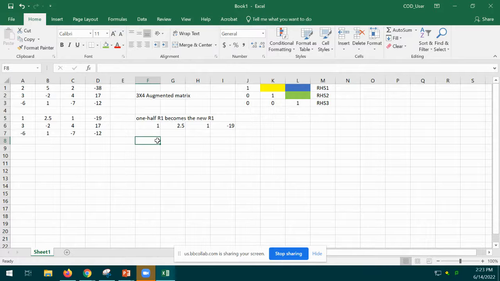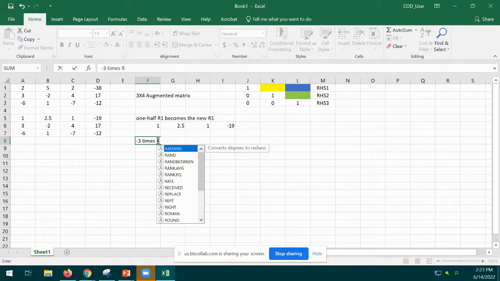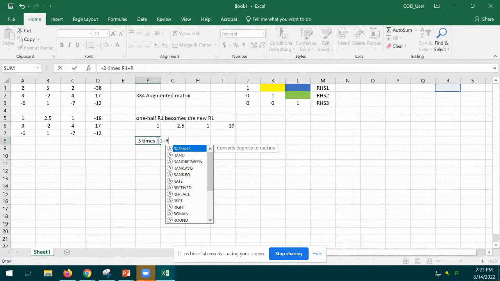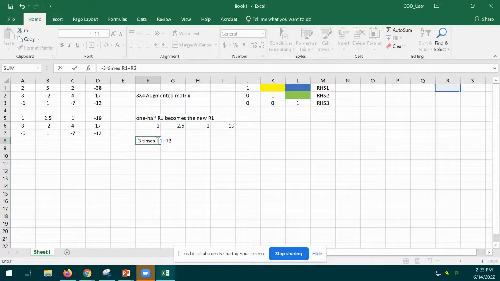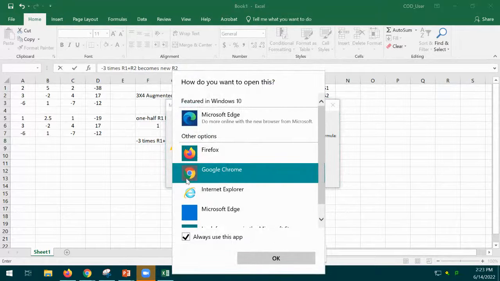And so my next step is I'm going to say that -3 times row 1 plus row 3, or excuse me, row 2, I'm sorry, becomes the new row 2. Okay, now, and apparently I did something silly here. We'll see what.